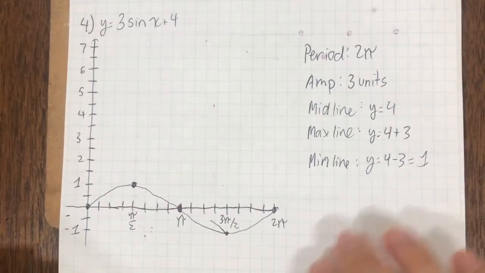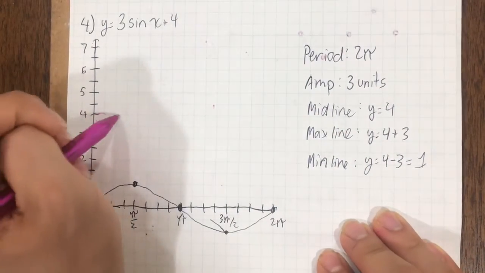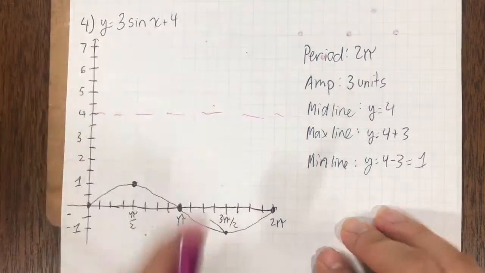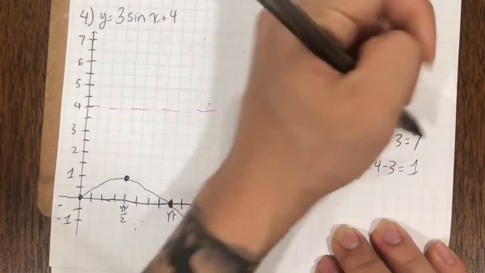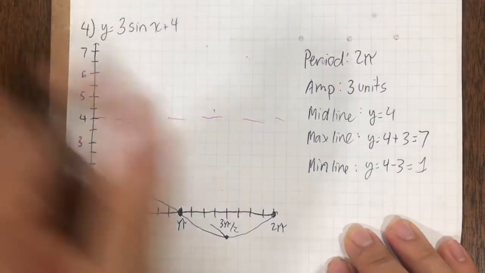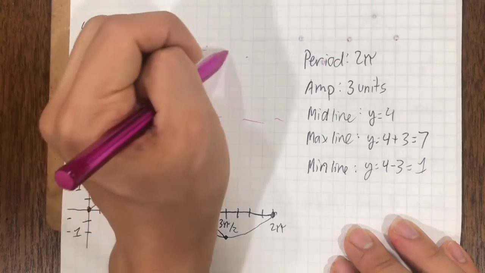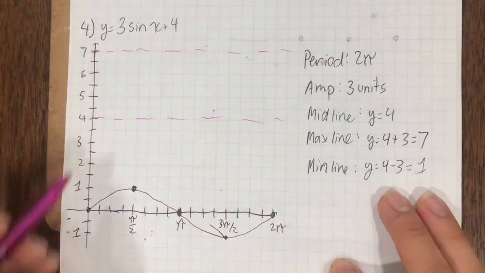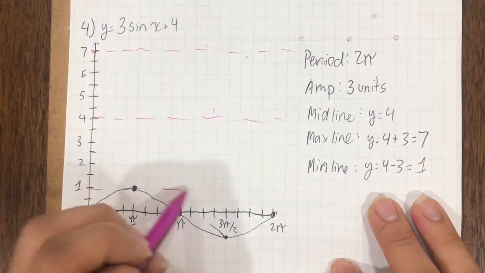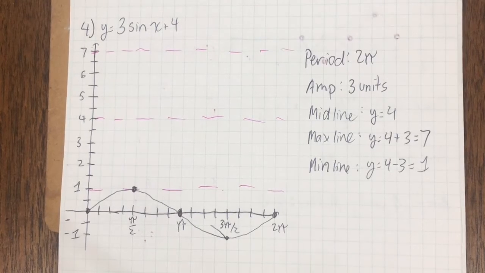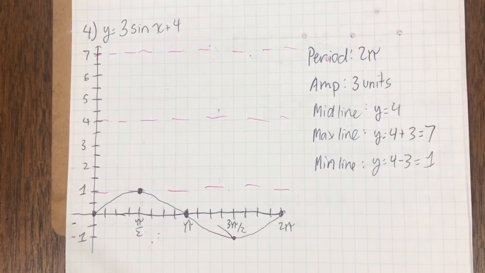So I have my midline, which is at 4. My max line, which is at 7, because 4 plus 3 is 7. Some of you guys already figured it out, and I didn't even finish. But that's okay. And then we have the min line, which is 1. Okay? So all we really have are changes for the vertical, meaning the height.